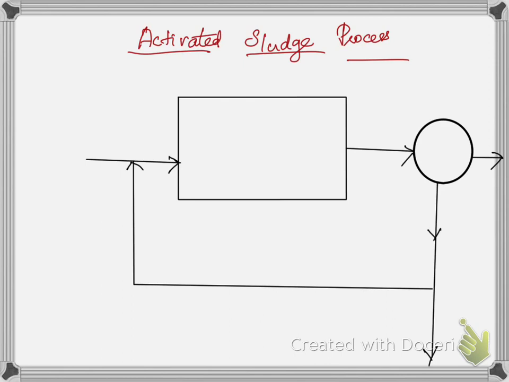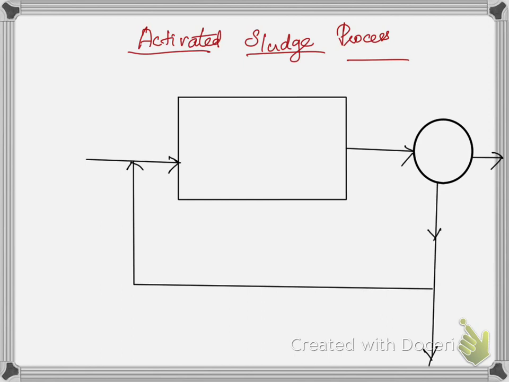So today we are going to see about the activated sludge process and a problem on the activated sludge process. What is this activated sludge process? It is a type of biological wastewater treatment process to treat our sewage using aeration as well as a biological floc, which is composed of bacteria as well as protozoa. So I am going to explain this.